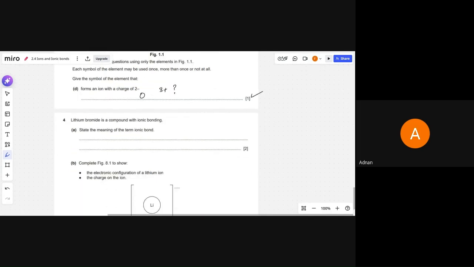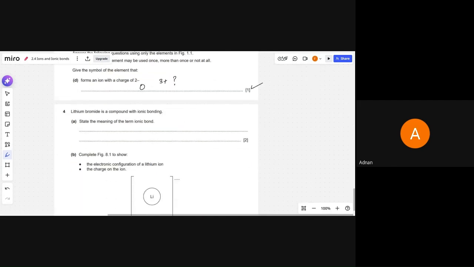So question number 4 states that lithium bromide is a compound with ionic bonding. State the meaning of the term ionic bond. So it is a strong electrostatic force of attraction. Whenever you are asked to define a term like ionic bond, this phrase, electrostatic force of attraction, must be there.